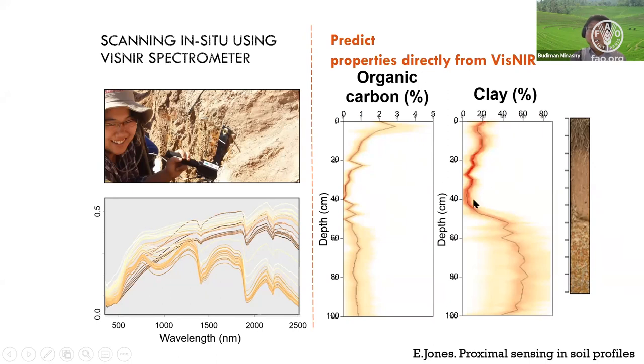You can see that on the surface soil, up to 40 centimeters, it's sandy, but it hits this layer where it has a clay soil. So infrared can give us directly in the field the estimate of the clay and the estimate of the carbon in the soil.